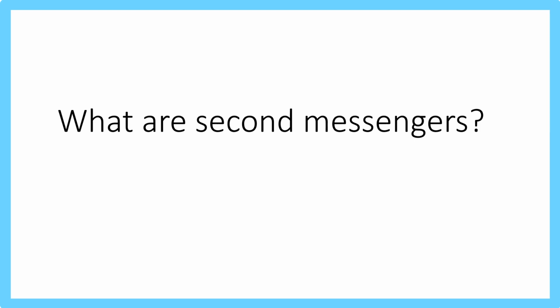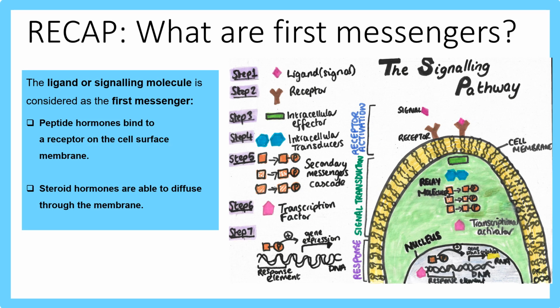So what are secondary messengers? Let's have a recap of what first messengers are. The ligand or signaling molecule is considered a first messenger. This could be a peptide hormone, for example, that can bind to a receptor on a cell surface membrane, or it can be a steroid hormone that is able to diffuse through the membrane.